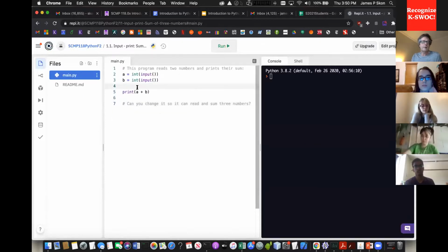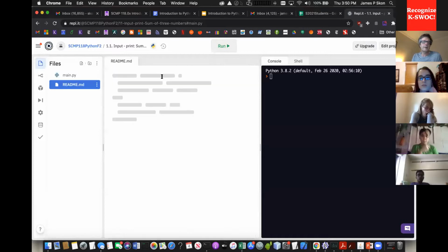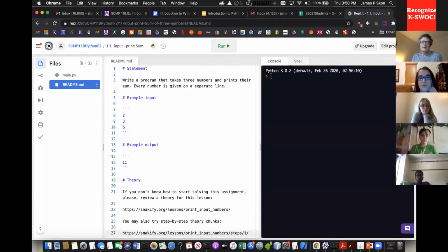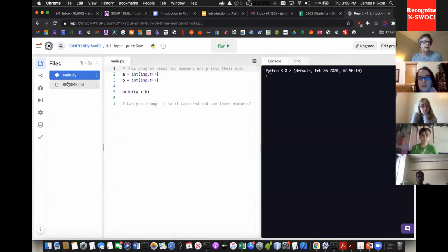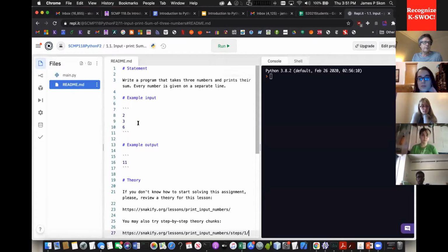But so clearly this asks for 2 numbers and prints the sum of 2 numbers. But if I click on the README, it says, boy, this thing is wonky. Sorry, they recently changed all of this and I can't keep up with it. Oh my goodness. Anyway, this is the problem, but it was supposed to show, apparently it's buggy, which is annoying.